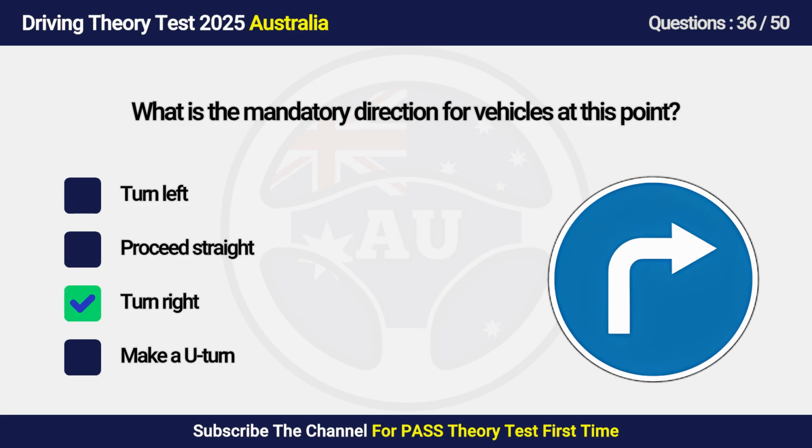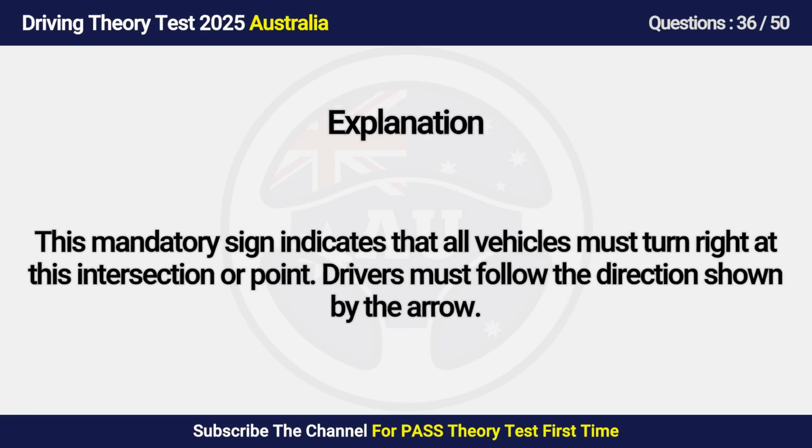Answer is C. Turn right. This mandatory sign indicates that all vehicles must turn right at this intersection or point. Drivers must follow the direction shown by the arrow.